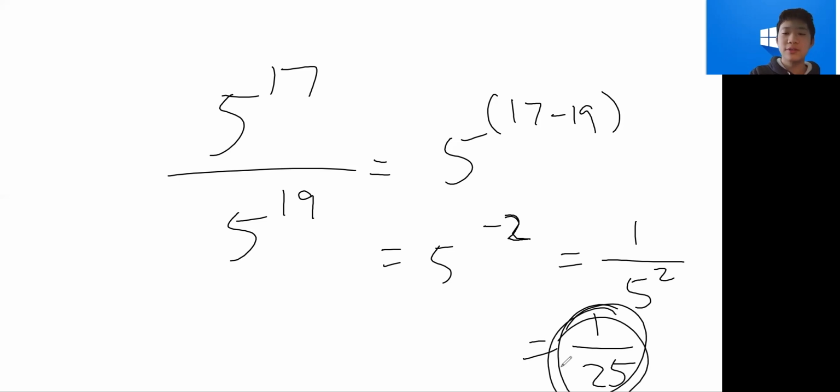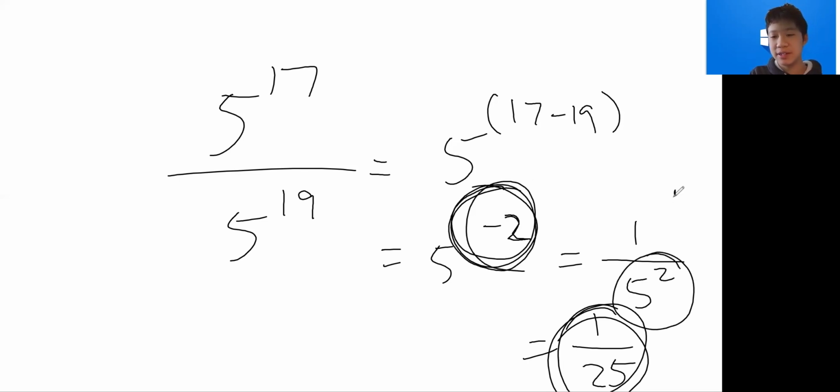And usually when you're doing math tests and whatever like that, you don't really want to have a negative power anywhere. It's always best to turn it back into something like this, where you have positive powers. So combining what we learned, let me give you a pretty difficult problem here.